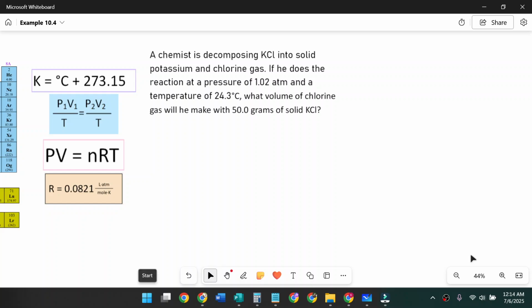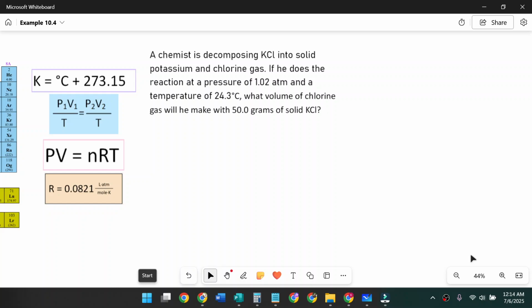This is example 10.4 from Discovering Design with Chemistry. A chemist is decomposing KCl, potassium chloride, into solid potassium and chlorine gas. If he does the reaction at a pressure of 1.02 atm and a temperature of 24.3 degrees Celsius, what volume of chlorine gas will he make with 50 grams of solid potassium chloride?